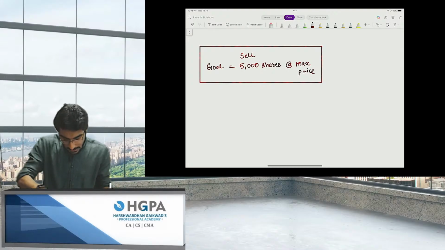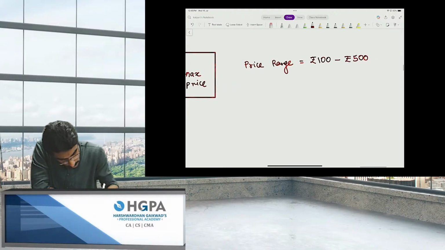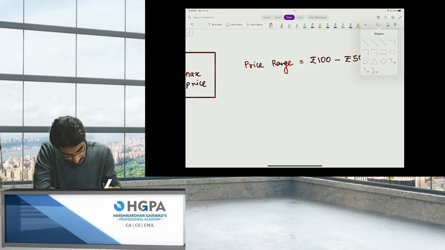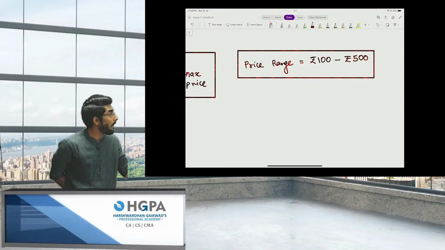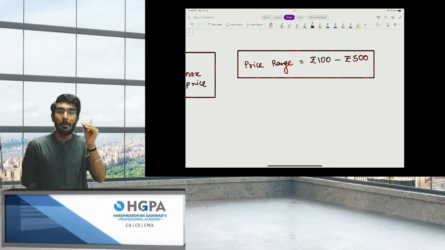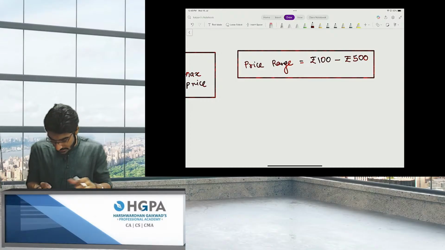The same way, I know that my price range of the shares will be rupees 100 to rupees 500. I know that this is what the range of my share price will be. But I don't know between 100 to 500 what should be the share price. That is the reason why, people, we are going to use this book building mechanism to find out the price of shares.